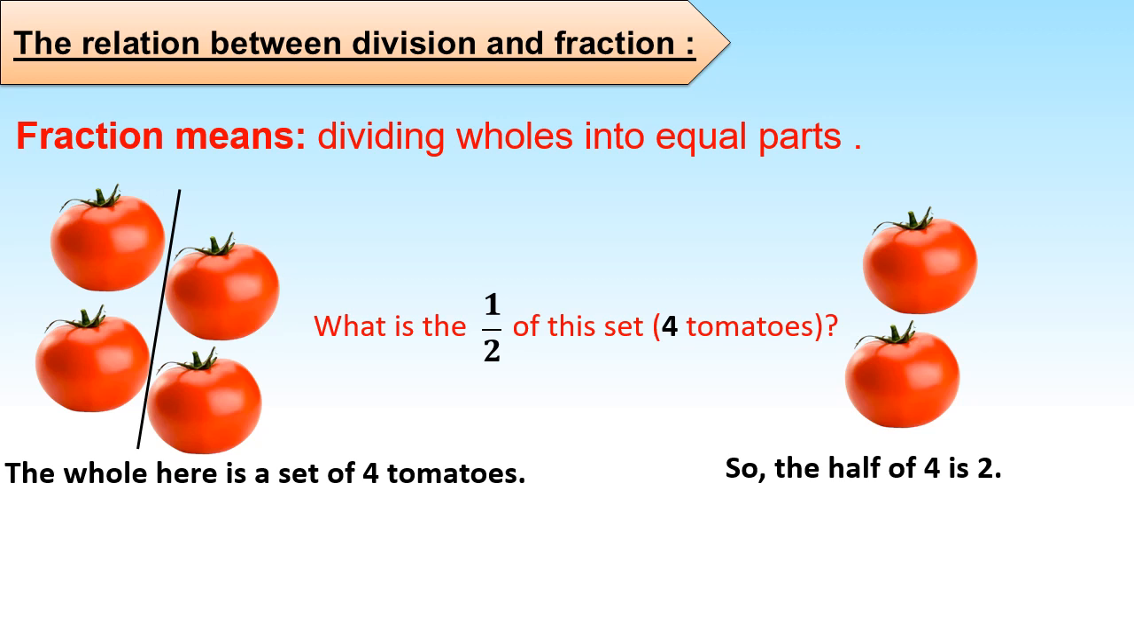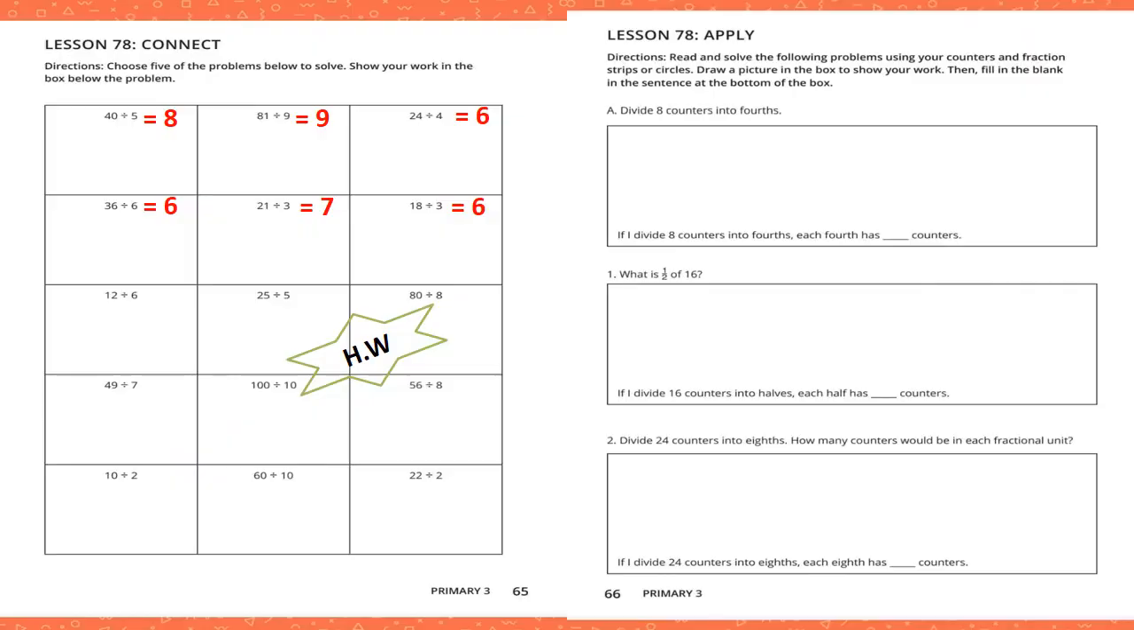So the half of 4 is 2. It's the same if we make 4 divided by 2. So the half of 4 means 4 divided by 2. The half of 6 means 6 divided by 2. The half of 8 means 8 divided by 2. The third of 9 means 9 divided by 3, and so on.